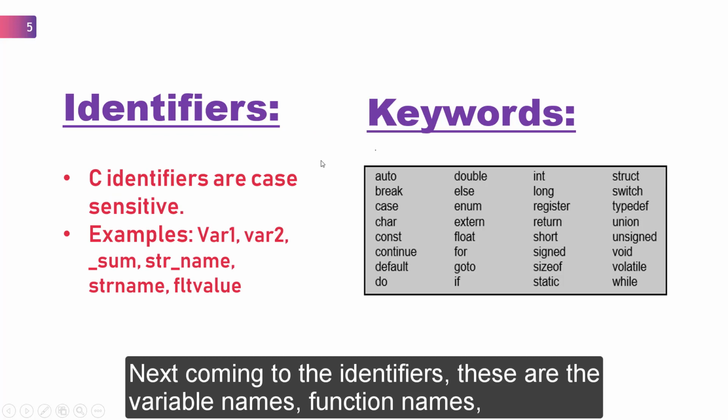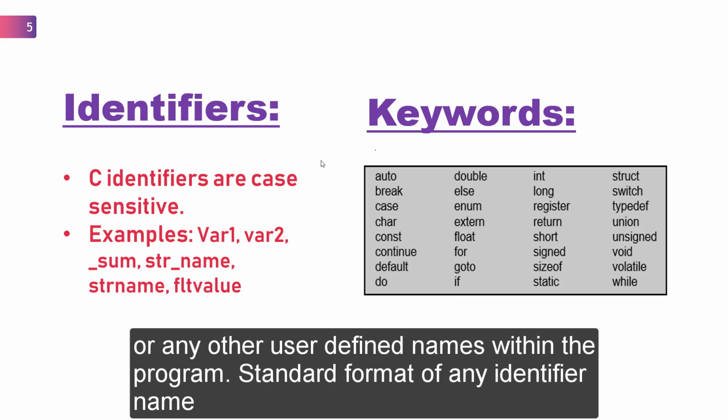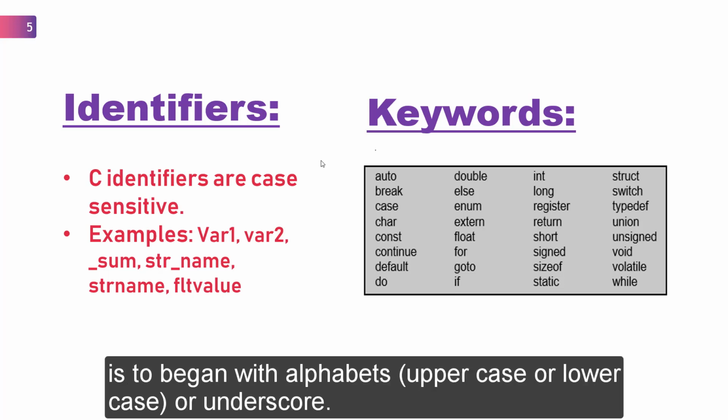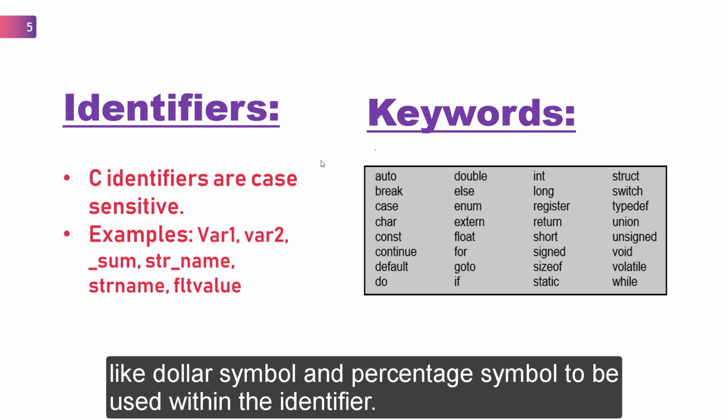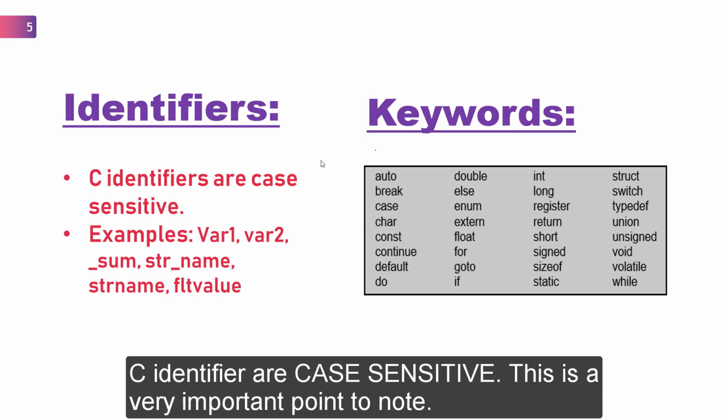Next, coming to the identifiers, these are the variable names, function names, or any other user-defined names within the program. The standard format of any identifier name is to begin with alphabets, uppercase or lowercase, or an underscore. It is then followed by any alphabet or digits, but it does not allow other special symbols like the dollar symbol and percentage symbol to be used within the identifier. C identifiers are case sensitive. This is a very important point to note.